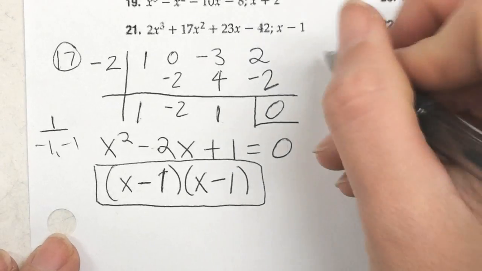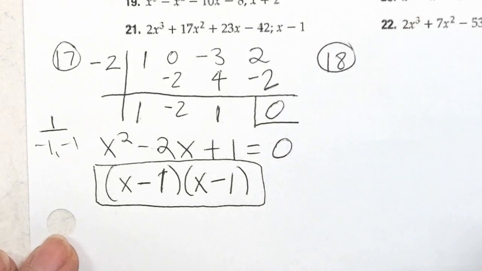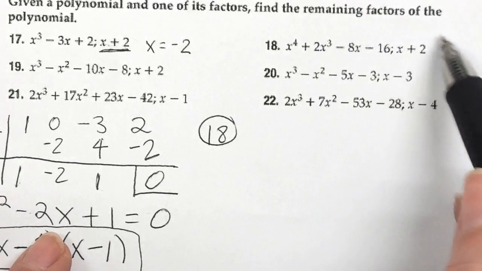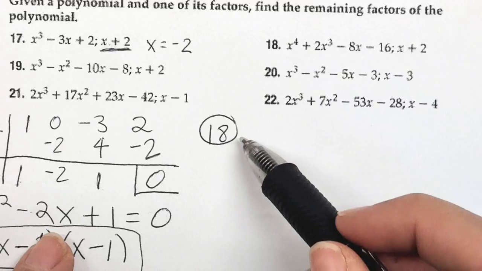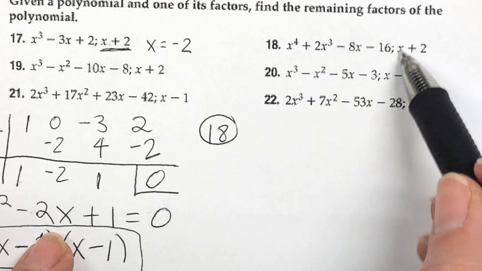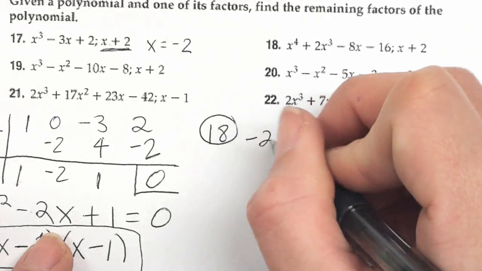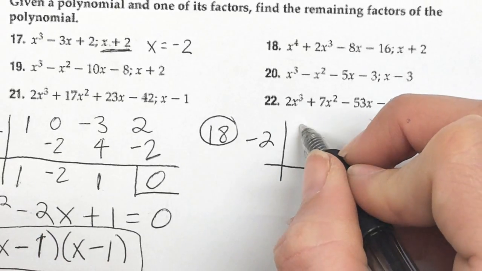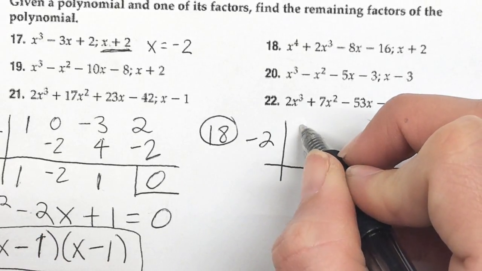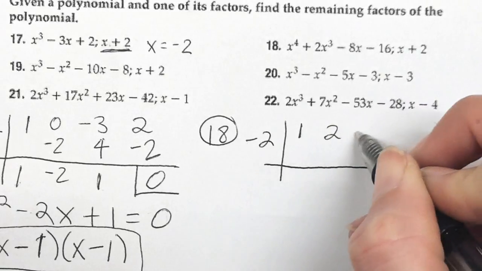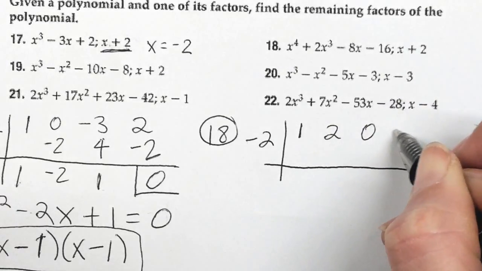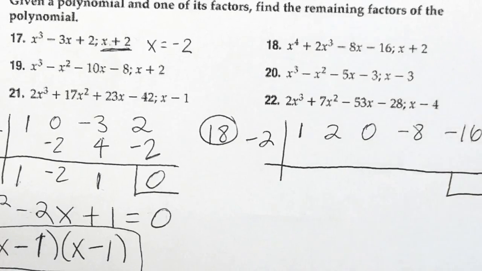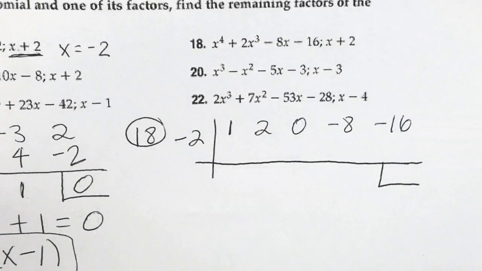Alright, let's try 18. So, here's our polynomial. This is the factor of it. So what's the number that's going to go on the outside? -2. Good, we had to set this equal to 0. And what are my coefficients for 18? 1, 0, good. Good. Oops, let's get it over here.